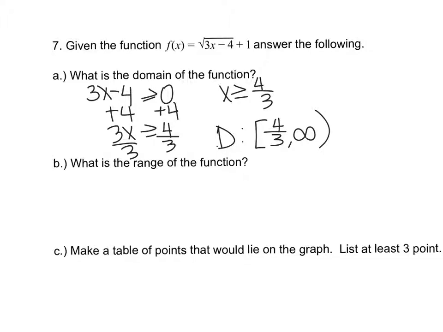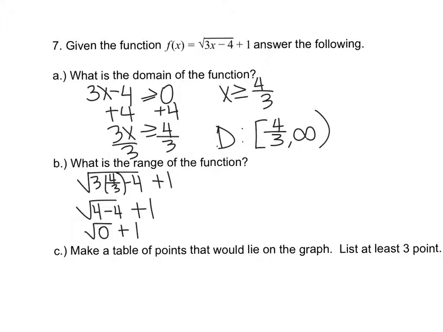Next, we want to know what the range is. So our range comes from the smallest value possible in our domain. So we need to evaluate our function at 4/3. So the square root of 3 times 4/3 minus 4 plus 1. 3 times 4/3 is 4, so we get square root of 4 minus 4 plus 1. 4 minus 4 is 0, so the square root of 0 plus 1. The square root of 0 is 0. So our range is going to be from 1 to infinity.